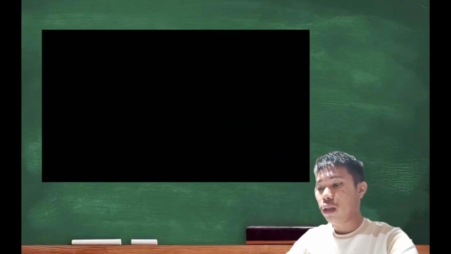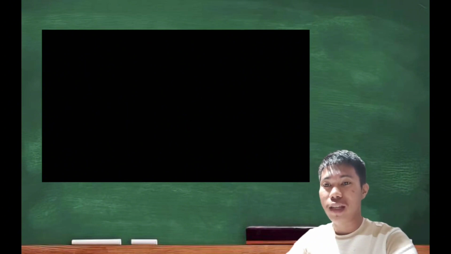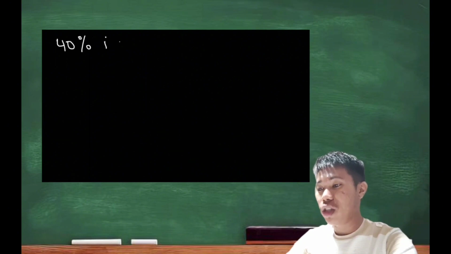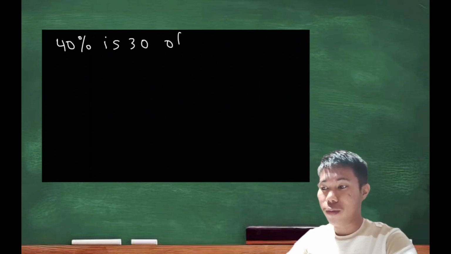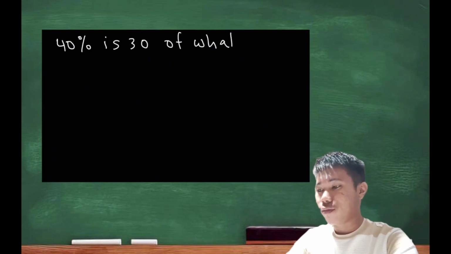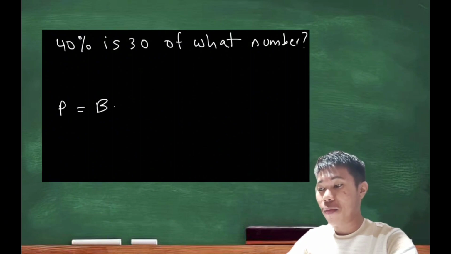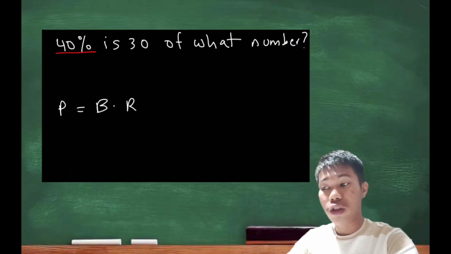Now, for the sake of practice, let's go ahead and try another example. So 40% of what number is 30? Try this example problem. So let's use the formula again. Percentage is equal to the base times the rate. So let's identify what we have. 40%, even though it has the percent symbol in front of it, that is the rate.